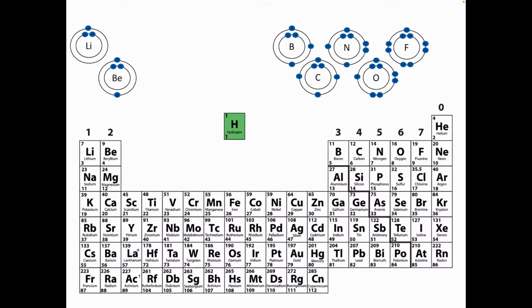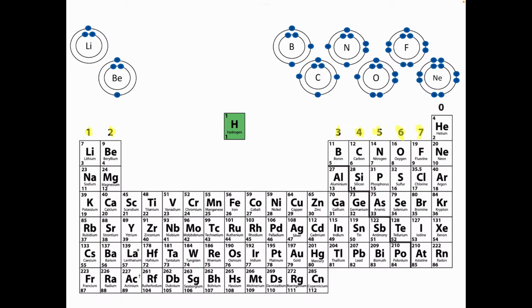Group 8 don't really react because they already have a full outer shell of electrons. So that's why they're called group 0 or group 8. So to summarise the important information there, the group number is at the top of each column, and whatever the group number is, it tells you how many electrons there are in the outer shell.